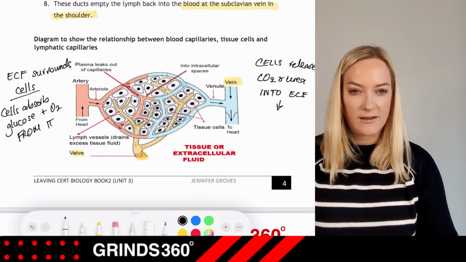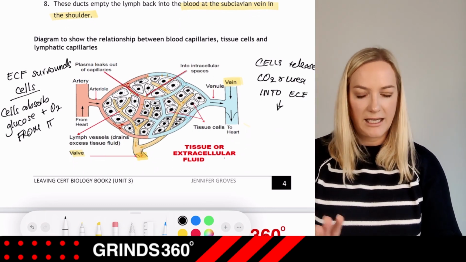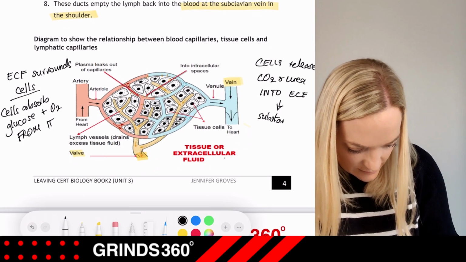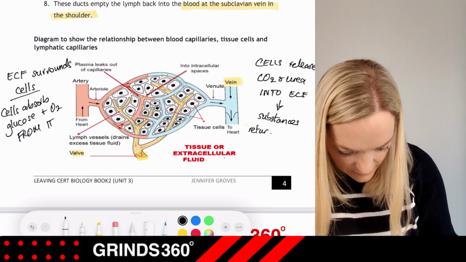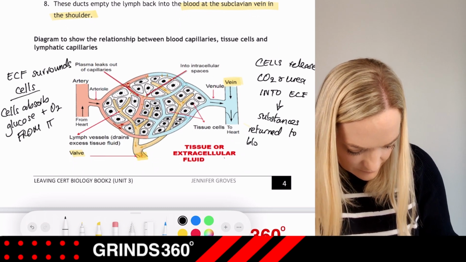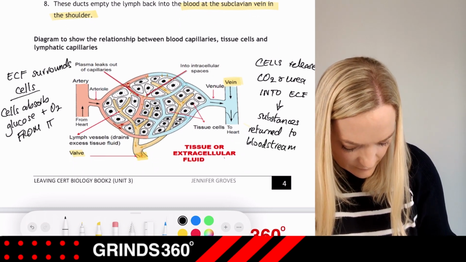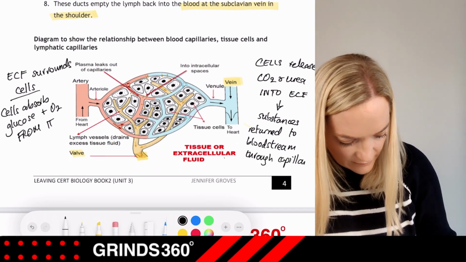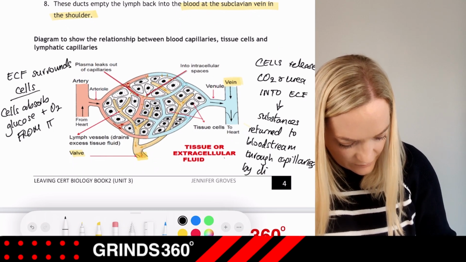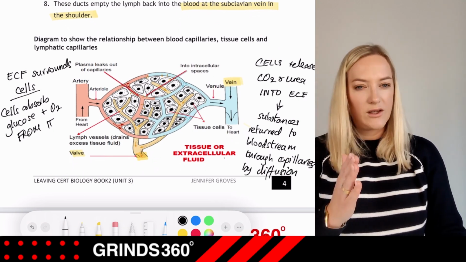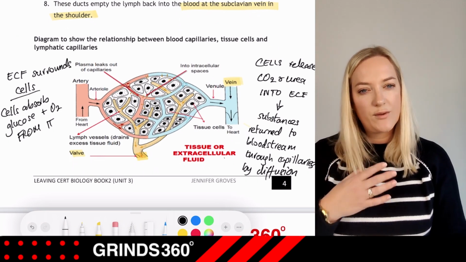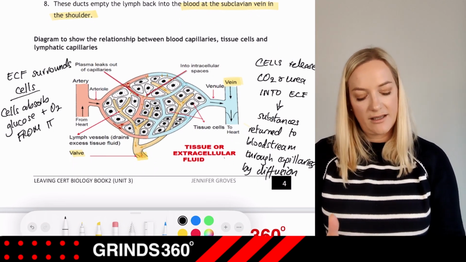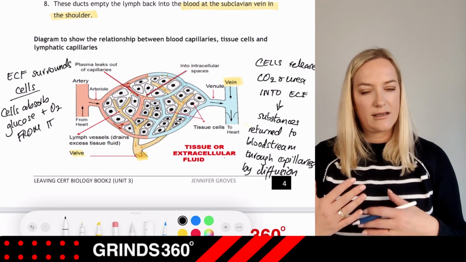So these substances are going to be returned back into the bloodstream through the capillaries by diffusion. CO2, carbon dioxide, is a waste product from respiration. And carbon dioxide is dissolved within the blood. That's how carbon dioxide travels in the blood.